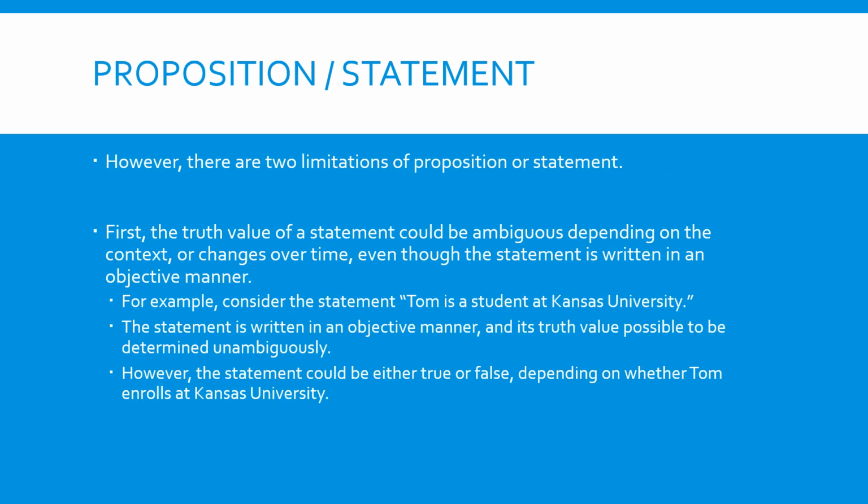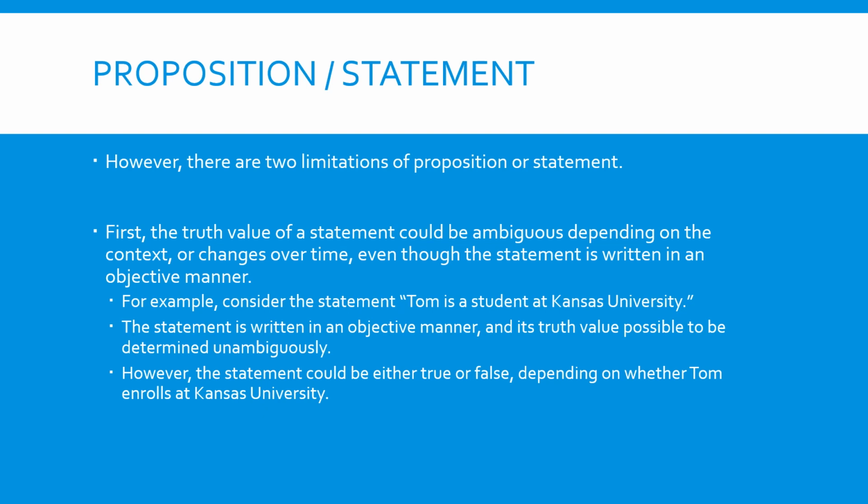While we can use propositions to express a lot of different meanings and perform many logical reasonings, there are two limitations of propositions. First, because a proposition has a fixed truth value, it is difficult to indicate the scenarios where the truth value varies depending on the actual world. For example, the sentence, Tom is a student at Kansas University, is a valid statement. This is because it tries to declare a fact, and we can verify the fact unambiguously.